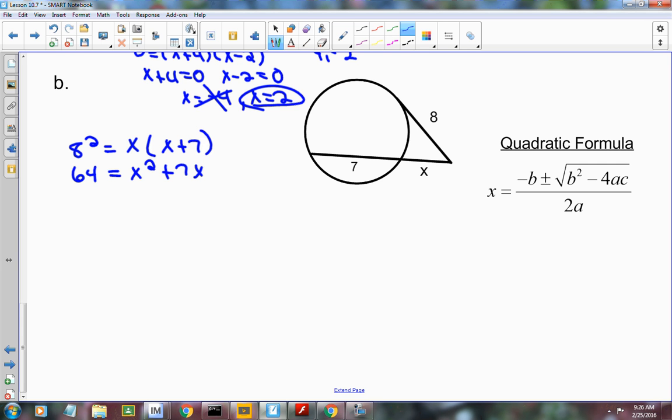Again, I've got an x squared and an x, so I got to get it equal to 0. Move that 64 over. Now, if I go to do product and sum, my product is -64 and my sum is 7. Can you think of two things that are going to multiply together to give me -64 and add together to give me 7? You got 8 and 8. That's not going to work.